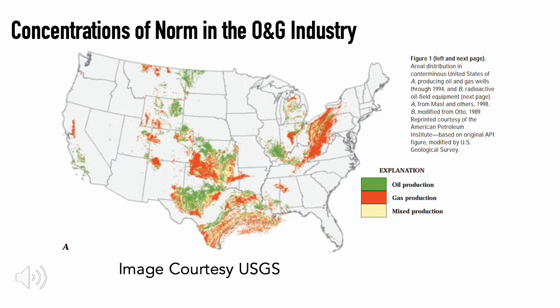In this slide, you can see the concentrations of NORM in the oil and gas industry. As you can tell, here in North Dakota, we mostly have oil production radiation, or NORM. We don't really have a lot of gas or hybrid. It's mostly oil.